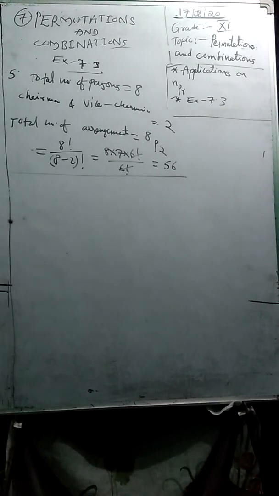Total number of persons are 8. Out of 8 persons, we should select one chairman and vice chairman, total 2 positions. So the total number of arrangements is 8P2. If we solve it, we get 56 ways. We can elect a chairman and vice chairman out of 8 in 56 ways.